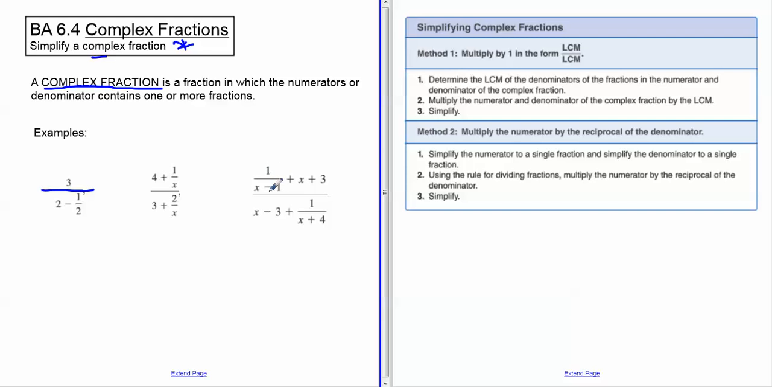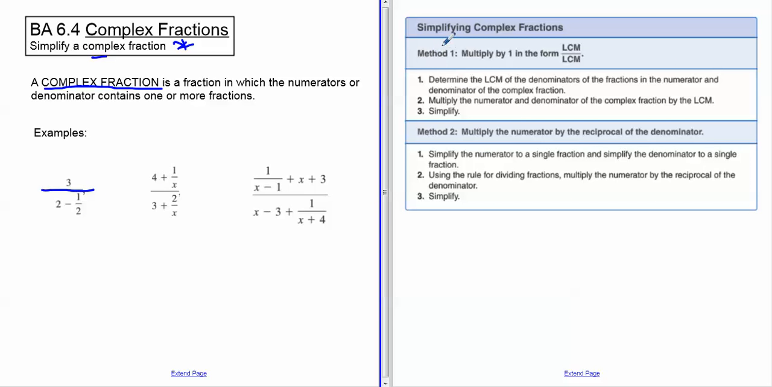Here's a big one, kind of a messy one. Got a fraction here in the numerator, fraction here in the denominator. So that's really a complex fraction, and we're going to just simplify these. Simplify them by getting one thing that is our numerator and one thing that is our denominator. So over here are our steps.